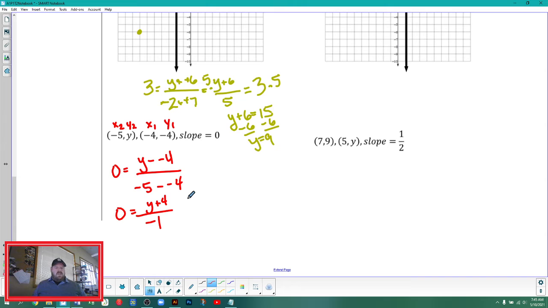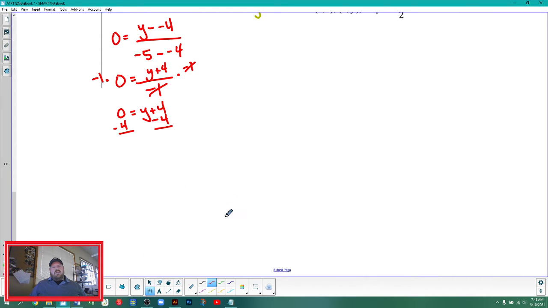Now there's going to be a little bit going on here because we have a slope of 0. When I multiply both sides by negative 1, 0 times negative 1 doesn't change. Those go away. So 0 equals y plus 4. And if I subtract 4 on both sides, I'm going to get negative 4 equals y.